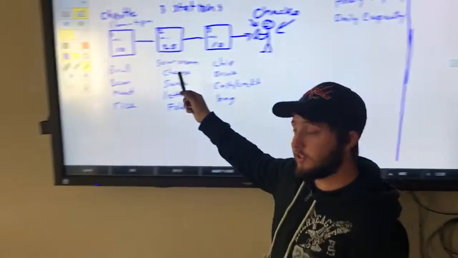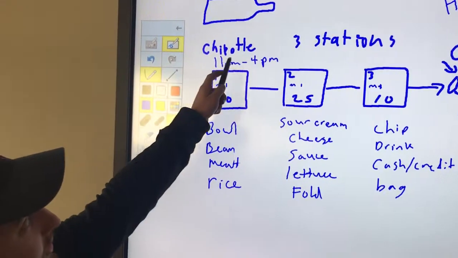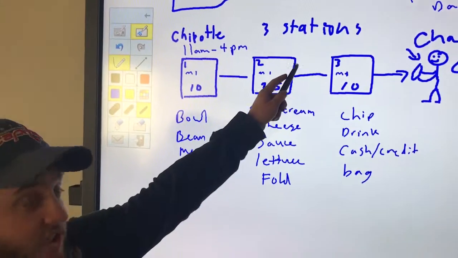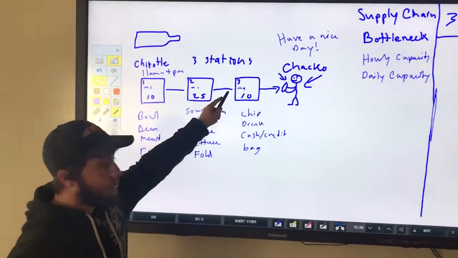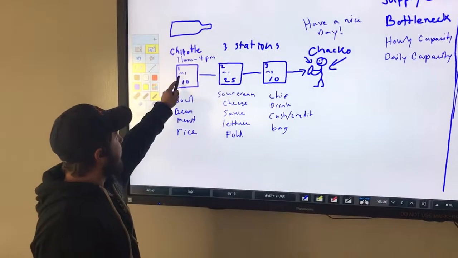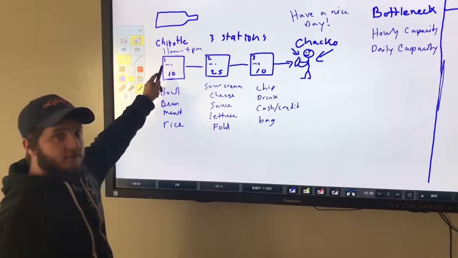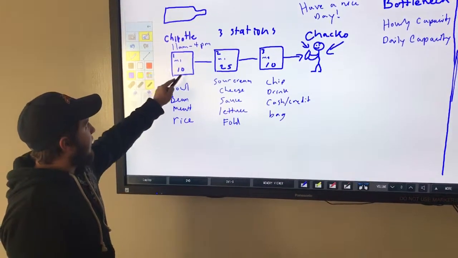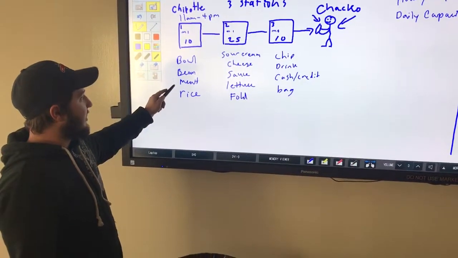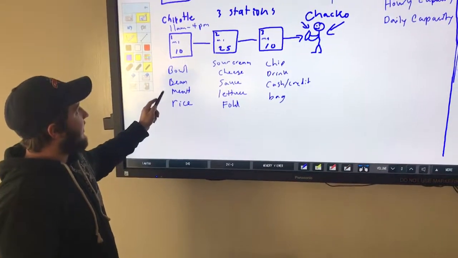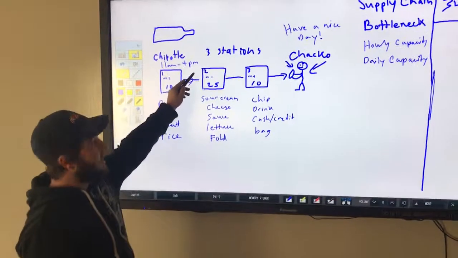So if we come over here to a sample, we're going to look at Chipotle. There's three stations at this sample: Station 1, Station 2, Station 3. There's also one employee at each station. At the first station, it averages about 10 seconds. They ask you if you would like a bowl, beans, meat, and rice. Then that burrito gets carried over to the second station.